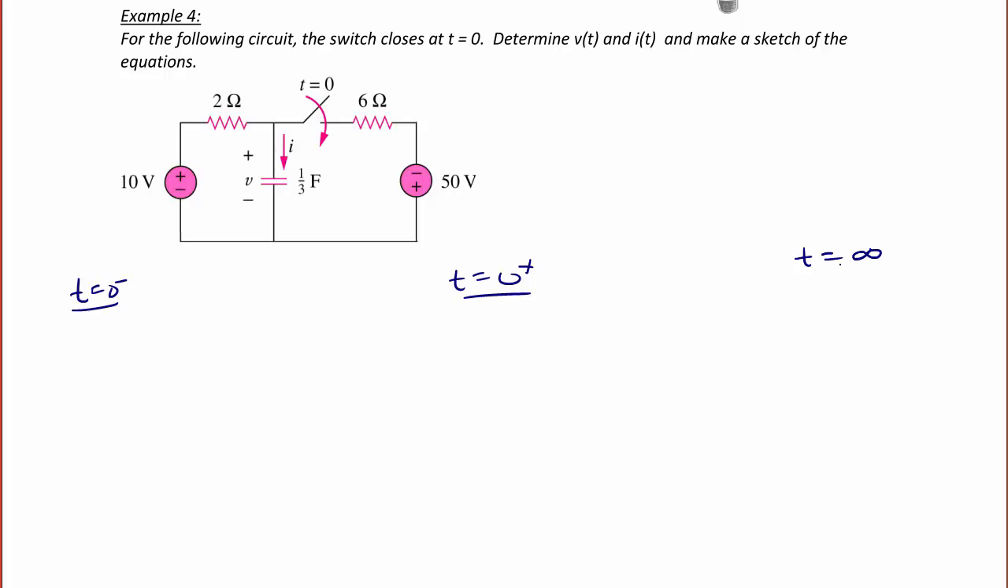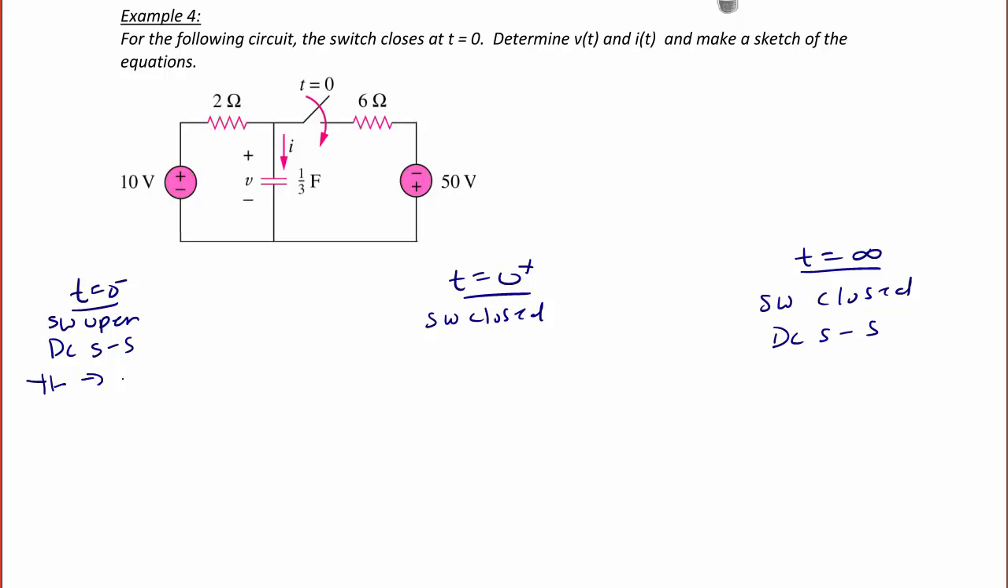and t equal infinity. T equals 0 minus, the switch is open. T equals 0 plus, the switch is closed. And t equal infinity, the switch is still closed. We assume that the switch has been open for a long time, so we have DC steady state conditions at t equals 0 minus. We assume that the switch has been closed for a long time at t equal infinity, so we have DC steady state conditions at t equal infinity. Remember, DC steady state means that the capacitor looks like an open switch or an open circuit.